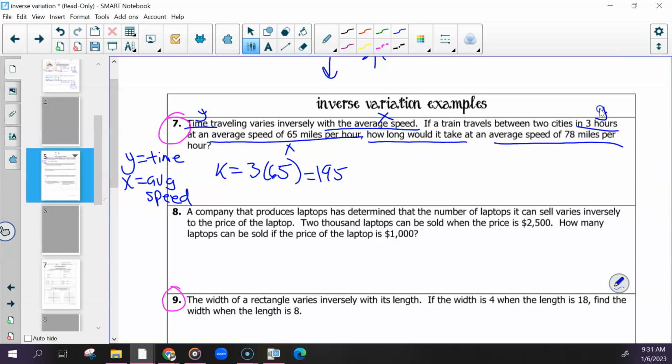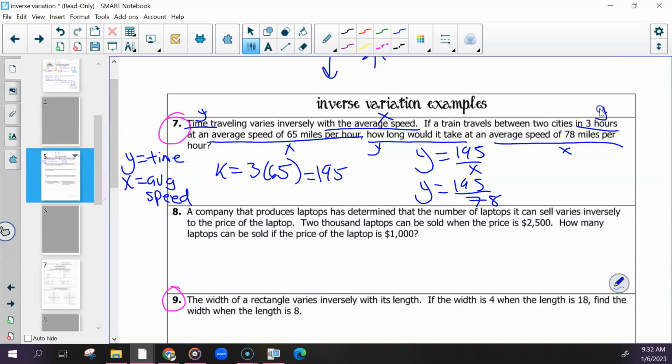Sorry, I skipped this. So put your 195 in your equation, 195 over x. We're looking for y. We have our x. Put your x value in and figure out what y is. Divide that and tell me what you get.